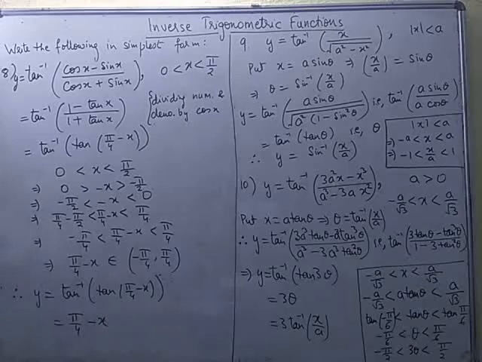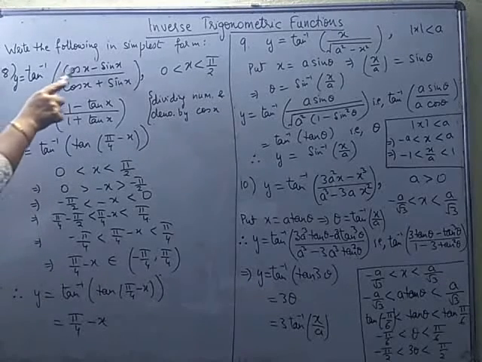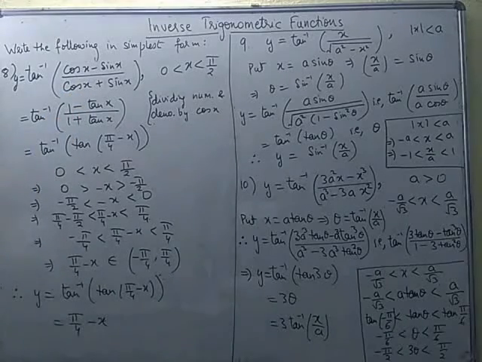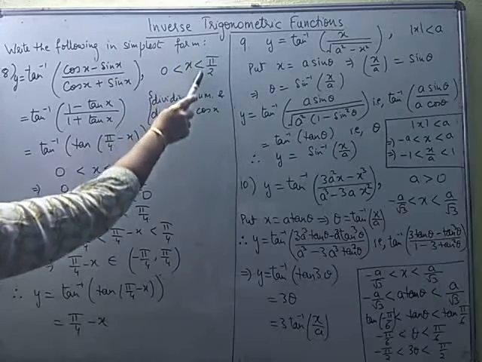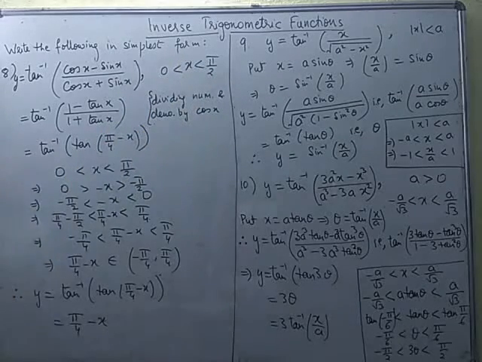Children, a few more questions of the same type. Over here, y is given to be tan inverse of (cos x minus sin x) over (cos x plus sin x), and x is given to be greater than 0 but less than pi. I have made a change here which I will explain to you why it is so.